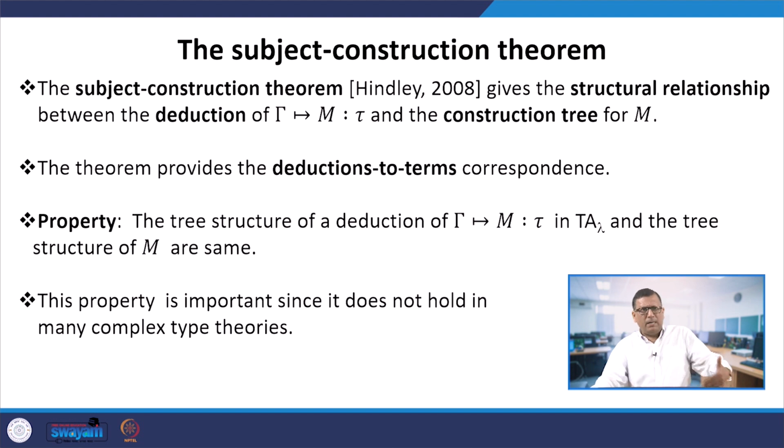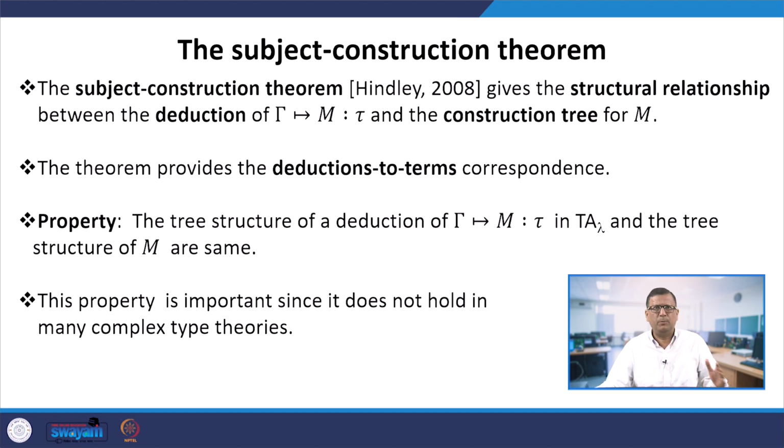The tree structure of the deduction of this formula in T lambda and the tree structure of M are the same. We have seen this through these two examples. This property is important since it does not hold in many complex type theories. It is true in T lambda, but it need not be true in other complex type theories. That is the idea of the subject construction theorem.